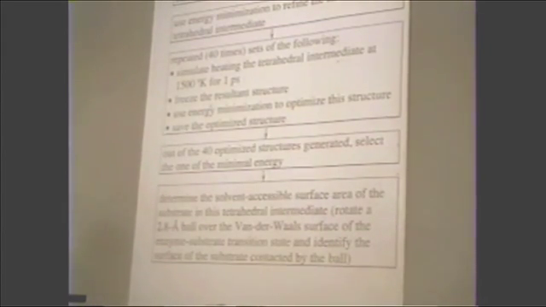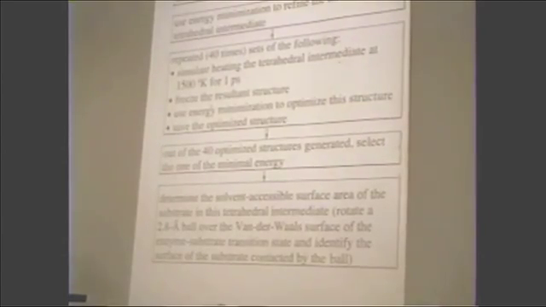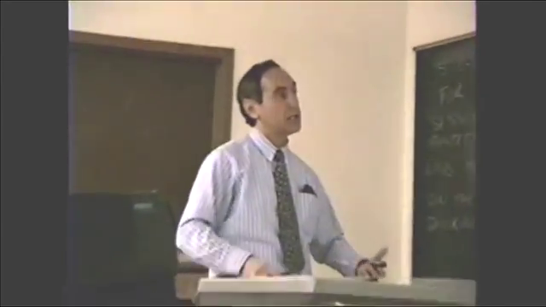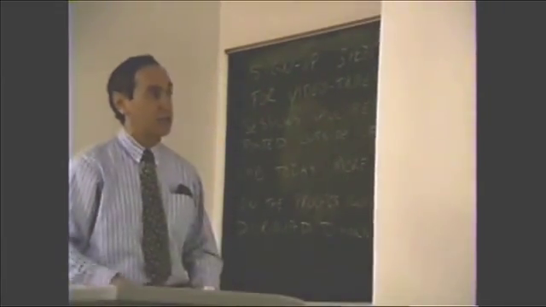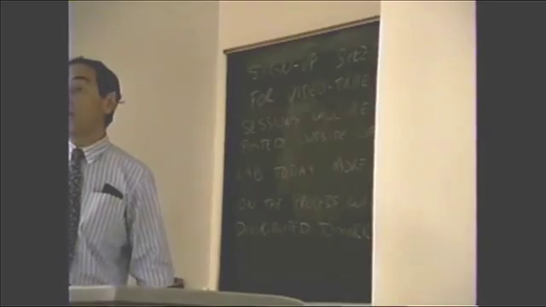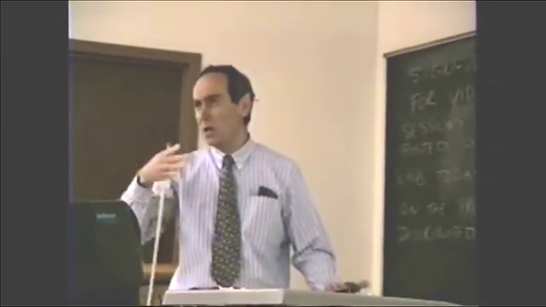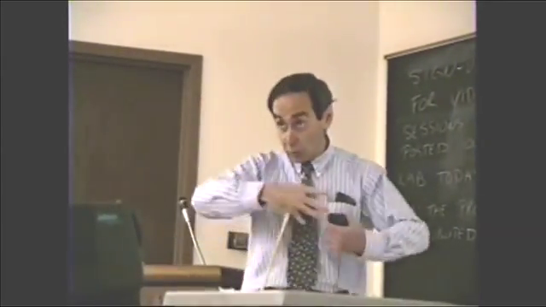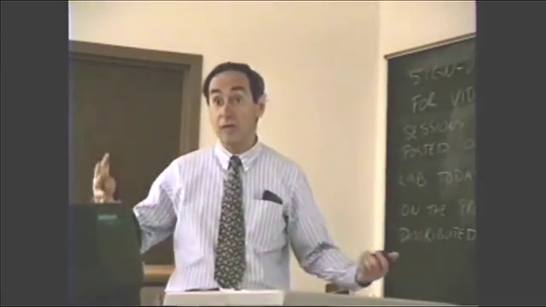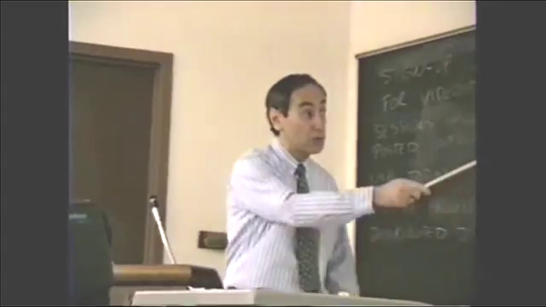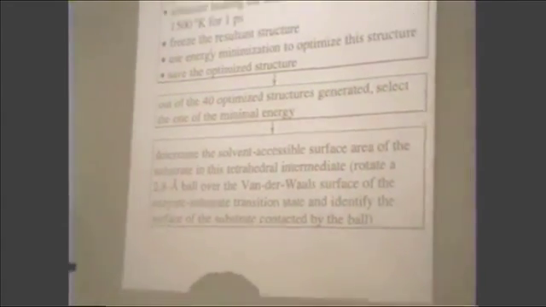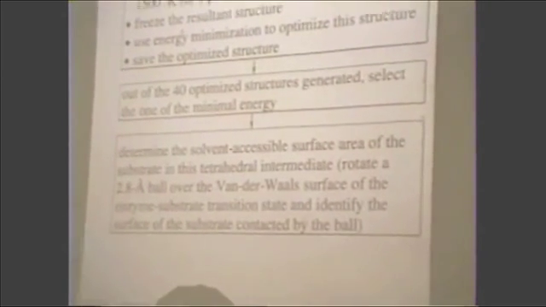Again, we give it a 1500 degree jolt, and it will accept whatever conformation it wants, and we freeze it, we energy minimize it, and then we save it. And then out of the 40 optimized structures generated, we select the one that has the minimal energy and say, this is it. And we're doing it 40 times as opposed to 2 because we want to make sure we have a large number, and as opposed to 1,000 because 1,000 is a real pain. Even this thing takes 2 weeks. Okay, so we feel that 40 is a large enough number. And other folks in the literature in other situations do similar types of things.